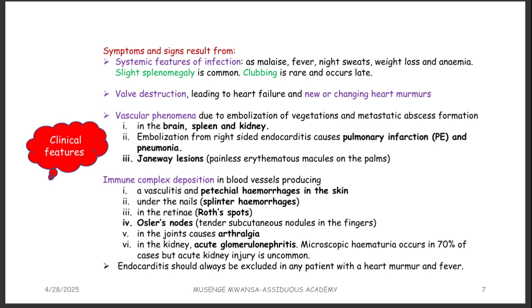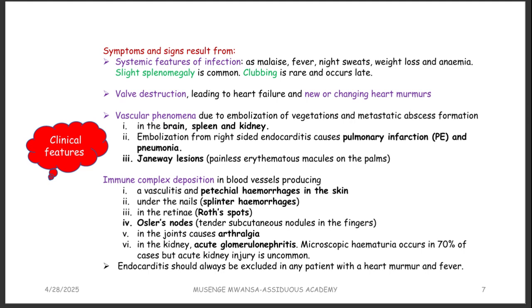Another thing that results in clinical symptoms is what is known as a vascular phenomena. So what happens is that when a valve is destroyed, it is prone to forming these clots. And when the clots form, they can end up breaking and then embolize. So the emboli can go to the brain, to the spleen, to the kidney. The emboli can also go to the lungs, causing pulmonary embolism that can cause infarction and also pneumonia. And also, one of the vascular phenomena is Janeway lesions. These are painless erythematous macules on the palms. So you see red macules on the hand, and they are painless, specifically on the palms.